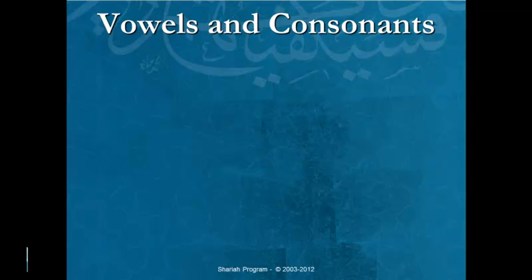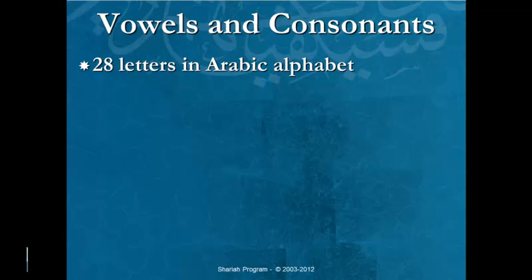So very briefly, we have these letters in the alphabet. They're all consonants. There's 28 of them. There's a ba, which is the equivalent of a b. There's a ta, which is the equivalent of a t. Jim, lam, which is the equivalent of a l. Most of the letters in the Arabic alphabet do have English equivalents. Some of them don't. The assumption is that everybody's comfortable with the alphabet.